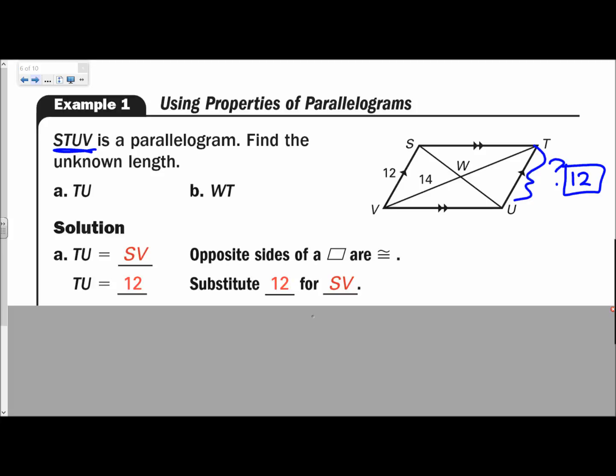Look, they're using symbolism here. This means parallelogram, that little symbol. We already know that means congruent. So they're having you write out the reason. So we know that TU is equal to SV because, exactly what Ellen said, theorem 6.2 says opposite sides of a parallelogram are congruent. So we know TU is 12, so let's do 12 for SV. Cool.